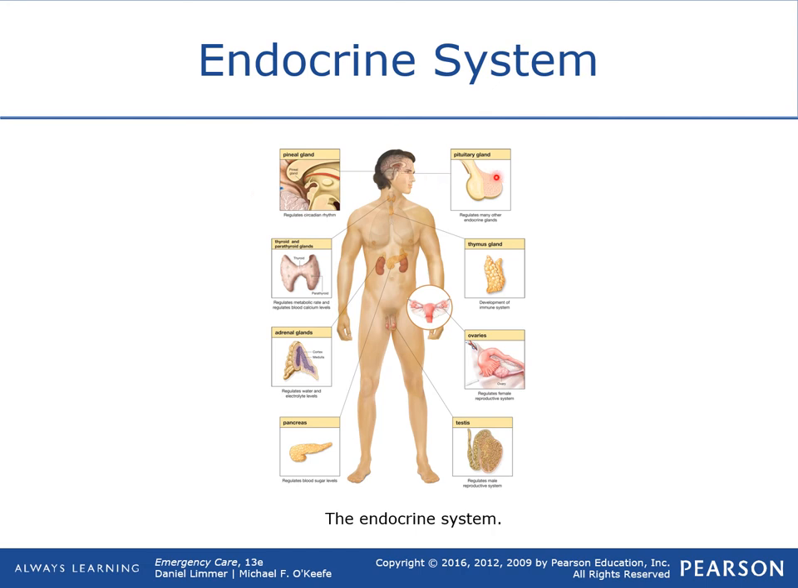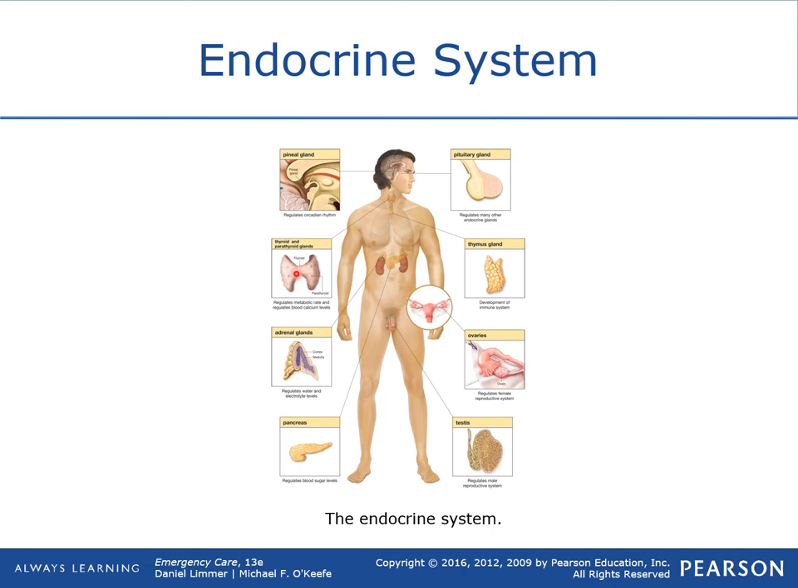Moving over here, you have your pituitary gland. This is kind of what's seen as your master gland because it regulates a lot of the rest of this. So the things that the pituitary gland excretes will be chemical signals for these other organs to do their jobs.